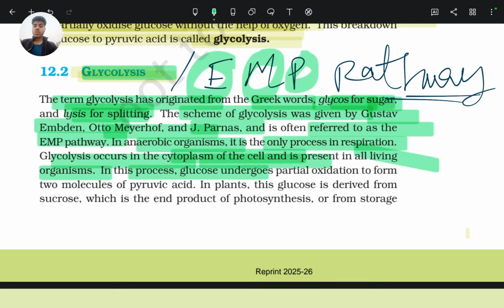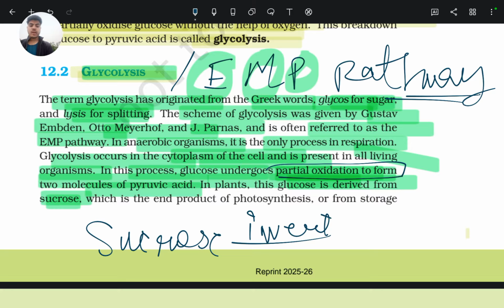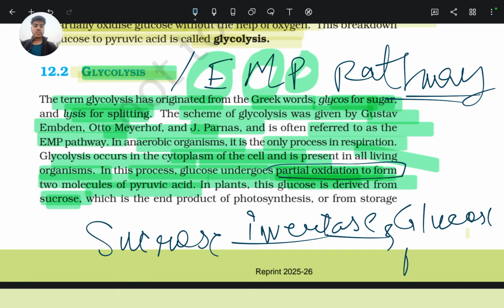In this process, glucose undergoes partial oxidation. Remember this word, it is partial oxidation, to form two molecules of pyruvic acid or pyruvate. In plants, this glucose is derived from sucrose. As you know, in plants, glucose is derived from sucrose. Sucrose is broken down with the help of the enzyme invertase to form one molecule of glucose and one of fructose.